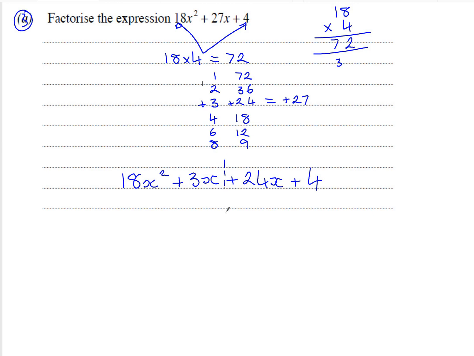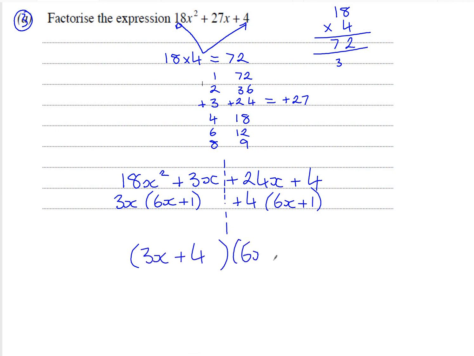Okay, draw your dotted line down to split this in half. Factorise this side. That's going to give you what goes into 18x squared and 3x. That'll be 3x. Open bracket, 6x plus 1. What goes into 24x plus 4? That's plus 4. Open bracket, 6x plus 1. Okay, and so in one bracket we're going to have 3x plus 4, and in the other bracket 6x plus 1, because remember these two must be the same. Okay, and that's factorising these harder quadratics, which is higher tier.